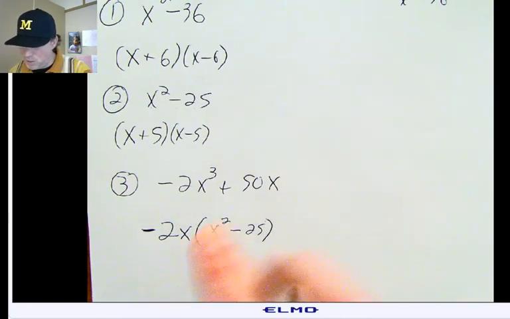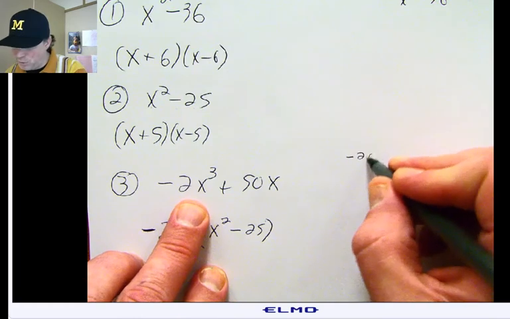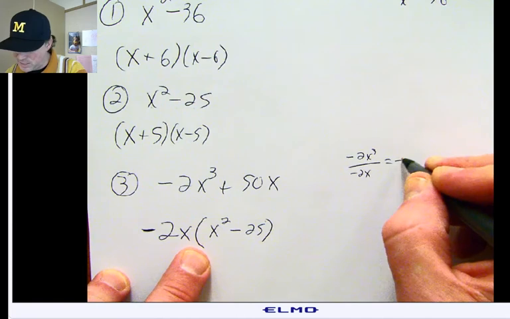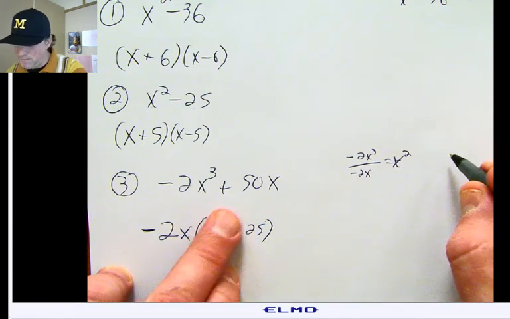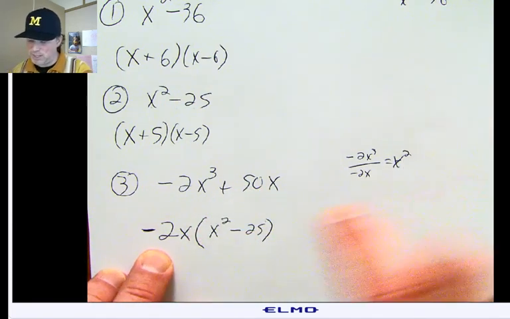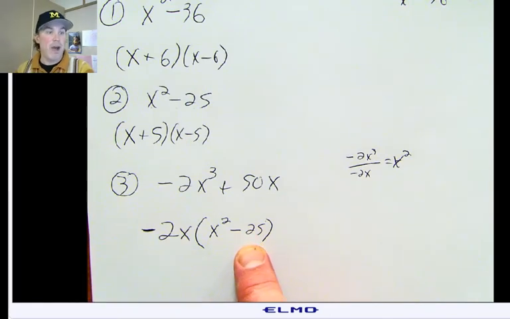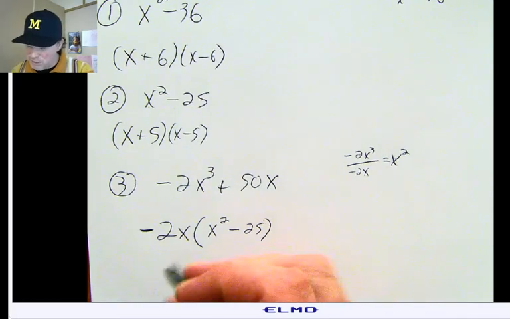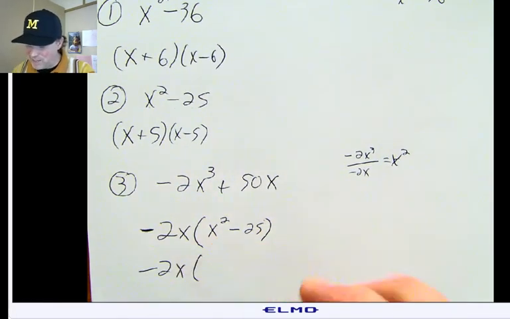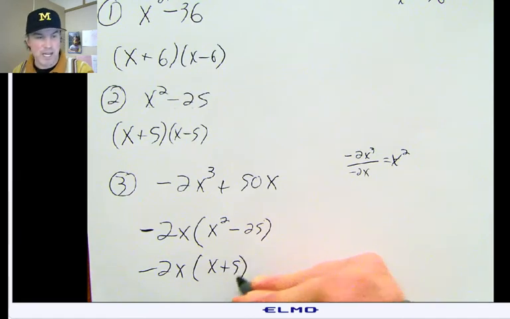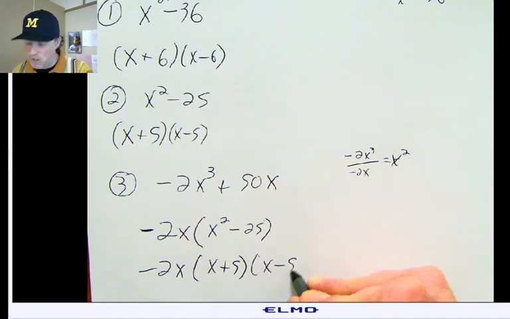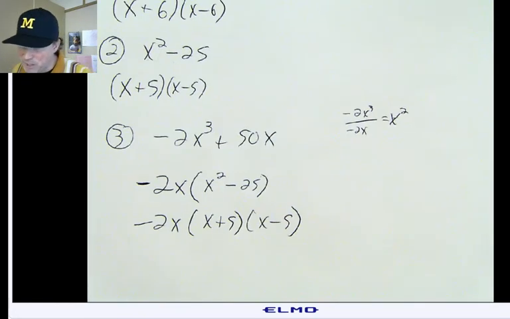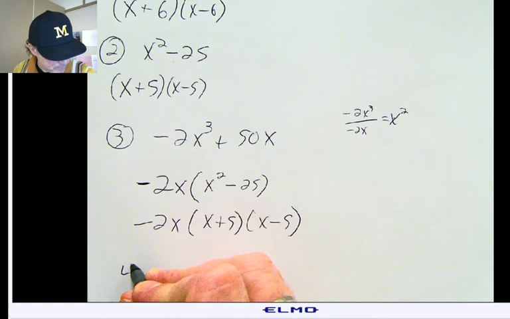And if you forget how to do that, just think divide. Negative 2x cubed divided by negative 2x is x squared. Or 50x divided by negative 2x is equal to negative 25. And now x squared minus 25 looks a lot like what we saw in number 2, yeah? So you can now factor this, the second step of factoring, and it becomes x plus 5, x minus 5. Wow, multi-step factoring problem.